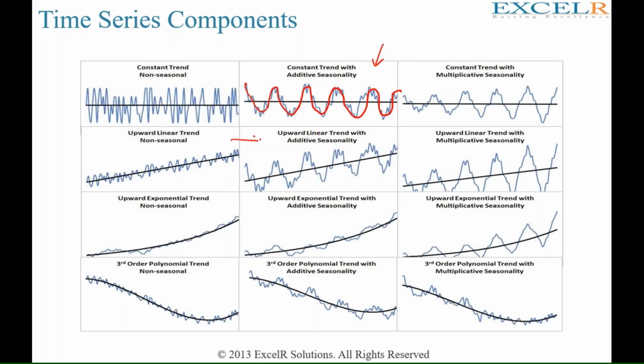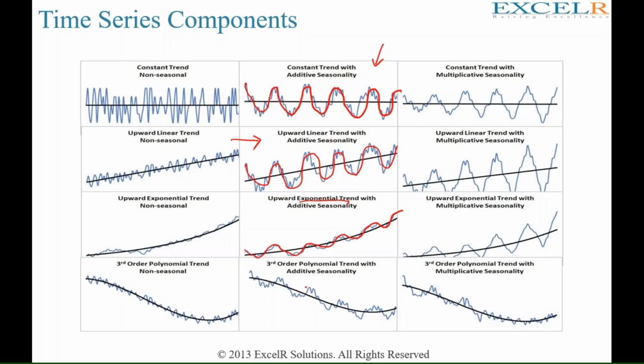Now, in this second plot, there is an upward linear trend. You see that there is an upward linear trend with seasonality once again. Here also there is an upward trend with seasonality, and this is exponential trend basically. This is exponential trend, and here also I see that there is some kind of seasonality going on. And we have third order polynomial trend with once again some seasonality.